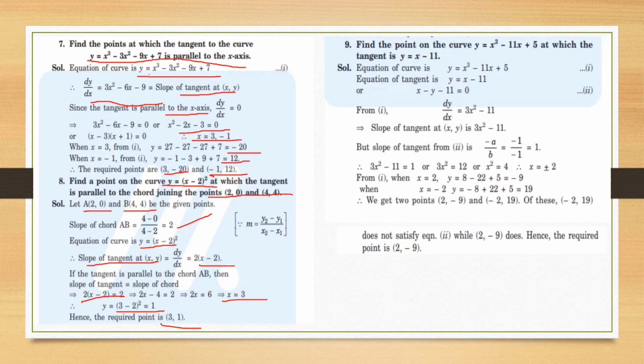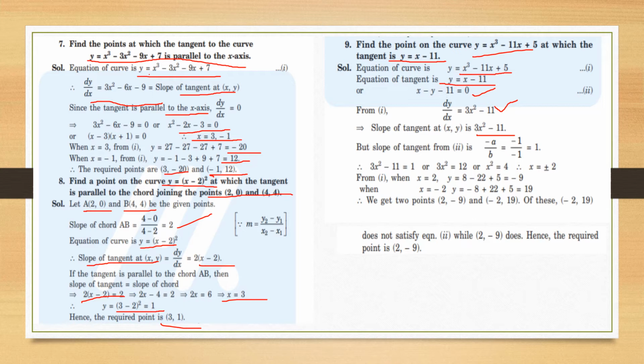Number 9 is: find the point on the curve at which the tangent is y equal to x minus 11. Again, the equation of the curve is this and the tangent is this. So I can reset it in the form x minus y minus 11 equal to 0. Now the value of the derivative is 3x squared minus 11. The slope of the tangent at (x, y) is again 3x squared minus 11. But the slope of the tangent from this equation is turning out to be 1. You can also check it by comparing with y equal to mx plus c. So m is here 1.